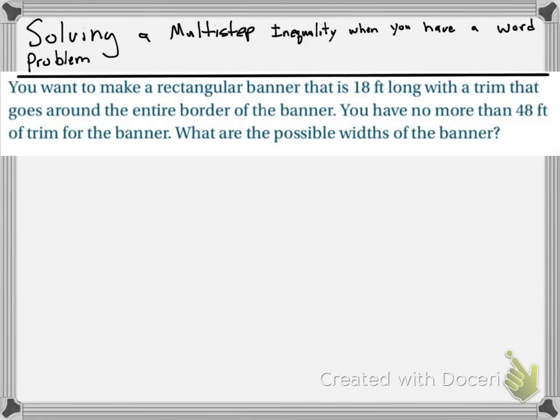Alright, hello my wonderful students. Today we're going to be working on solving a multi-step inequality when you have a word problem.